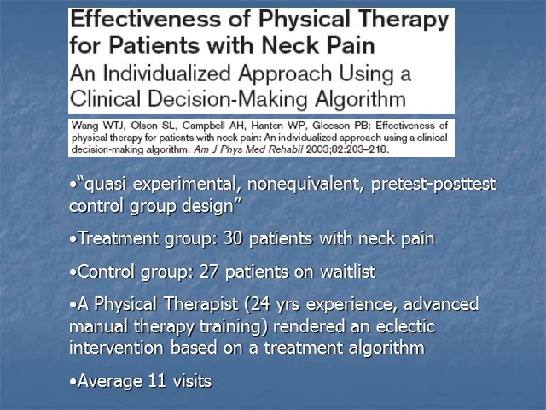So, in looking at evidence, here is a trial by Wong et al. published in 2003 looking at using a clinical decision-making algorithm to improve outcomes for patients with neck pain. This is a, quote, quasi-experimental, non-equivalent, pre-test, post-test control group design. So there may be some issues. Essentially, there was a treatment group and a control group, which was essentially patients who were placed on a wait list. A single physical therapist with 24 years of experience, advanced manual therapy training, provided treatment.